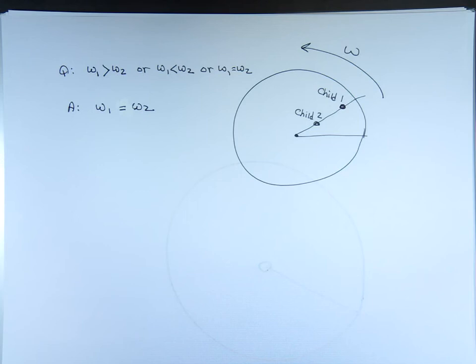Child 2 is closer to the axis of rotation, which results in a greater angular speed. That doesn't seem right either, because I just told you W1 equals W2. They can't be different. Both children complete a revolution in the same time, so their angular speeds are the same. Yep.